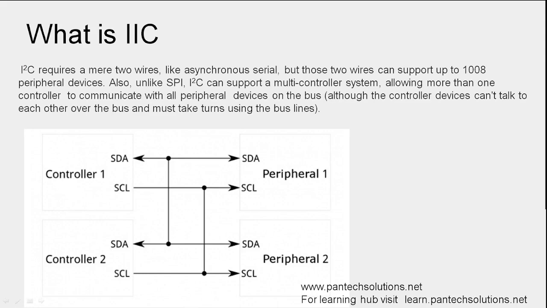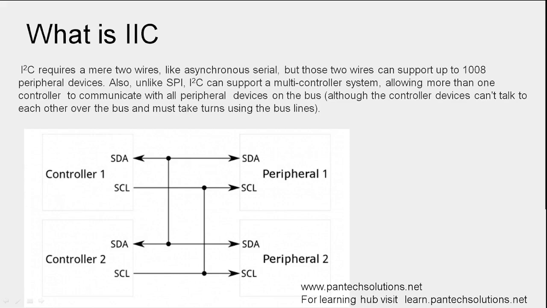So I2C supports only 2 wires. It needs only 2 wires to communicate, and it can support up to 1008 peripheral devices. By using these 2 wires, you can connect 1008 peripheral devices, which is quite high when you compare with other protocols.